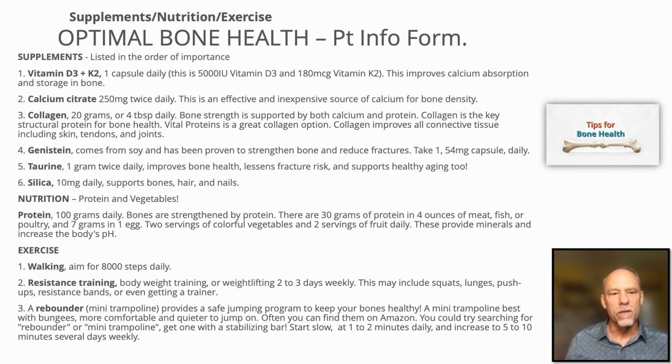Last, I'm going to leave you with an optimal bone health patient information form that I use in the clinic. It talks about using vitamin D3 and K2, calcium citrate, collagen, genistein, taurine, silica, protein at about 100 grams a day. Walking is important for health for sure. Resistance training. And I like the rebounder, which is a way to jump without too much stress on the system. You can start slow with that. This is just a basic information sheet I give to my patients.